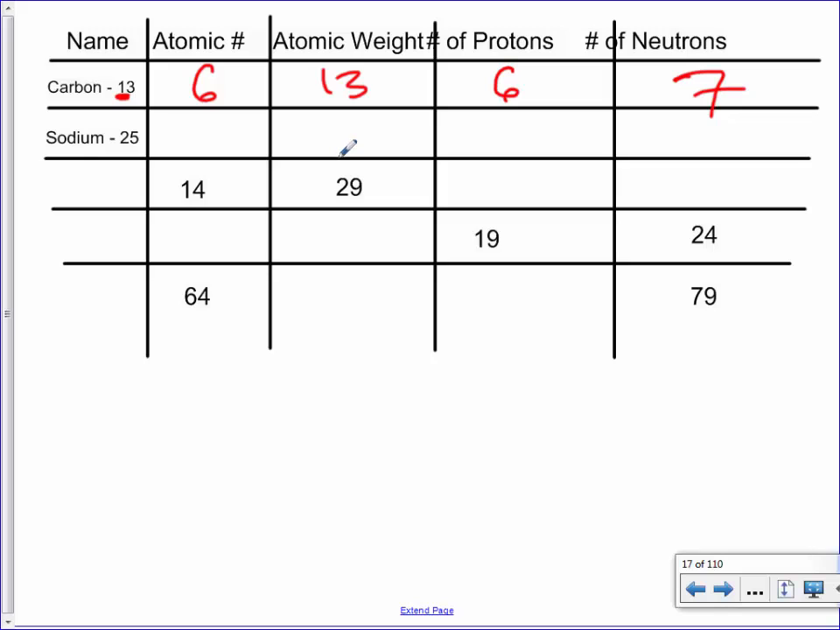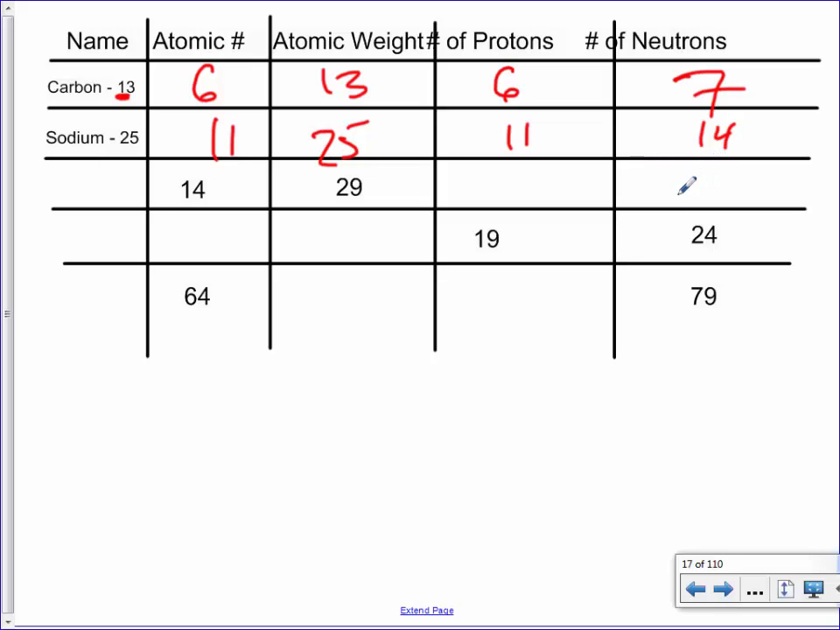Okay. So say sodium 25. Sodium has to be number 11. Otherwise, it's not sodium. And if I tell you an individual atom of this stuff weighs 25, then there must be 25 total protons plus neutrons. So there has to be 11 protons, because again, otherwise it's not sodium. So then by default, it has to have 14 neutrons, because 14 and 11 makes 25. You guys are good on that?